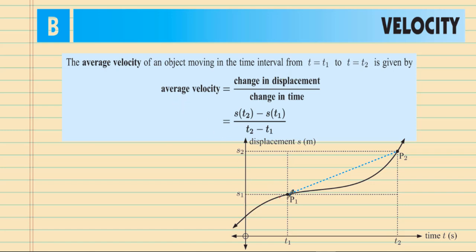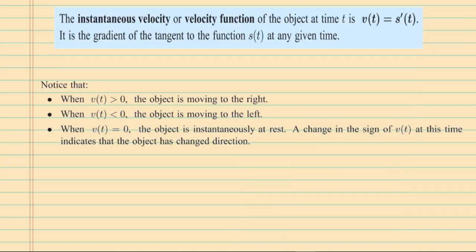If you have the graph, for example, with 2 points, you can find the average velocity. But with differentiation, we learned a new concept: the instantaneous velocity, which means the velocity at an exact, particular time. We find it by differentiating the displacement.